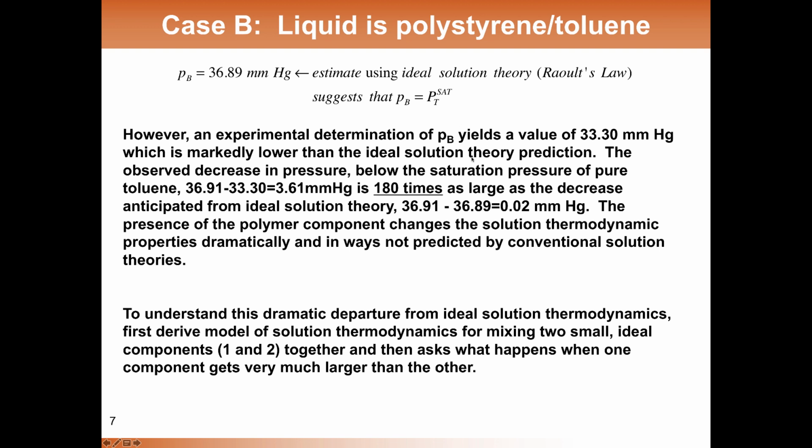And it turns out that an experimental determination of the total pressure, because you can imagine setting up this experiment and measuring that pressure, gives a value of about 33.3 millimeters, which is significantly different from 36.91 millimeters. And in fact, you can look at this difference as being 180 times as large as the decrease anticipated from ideal solution theory.